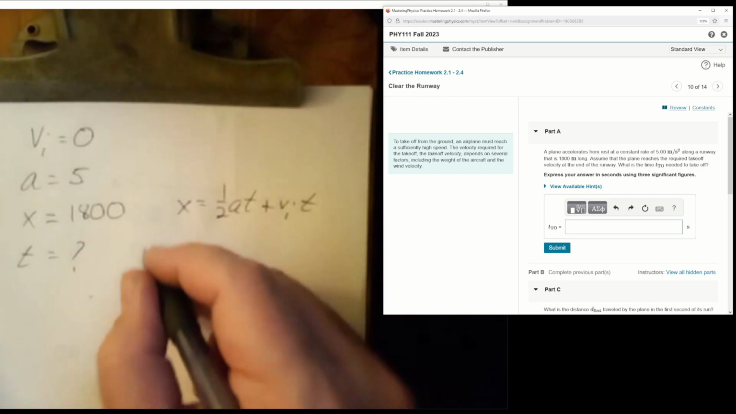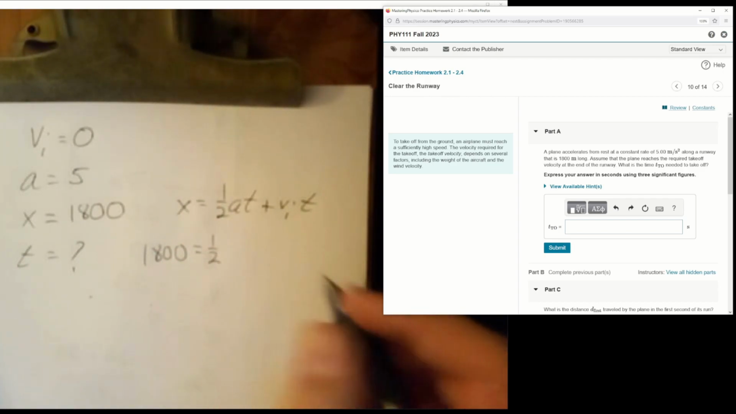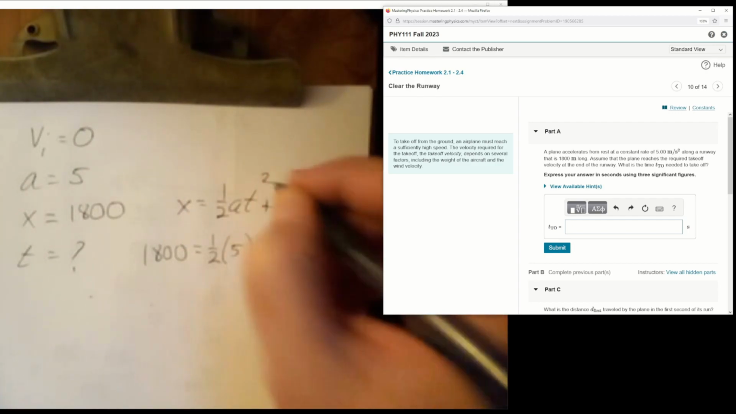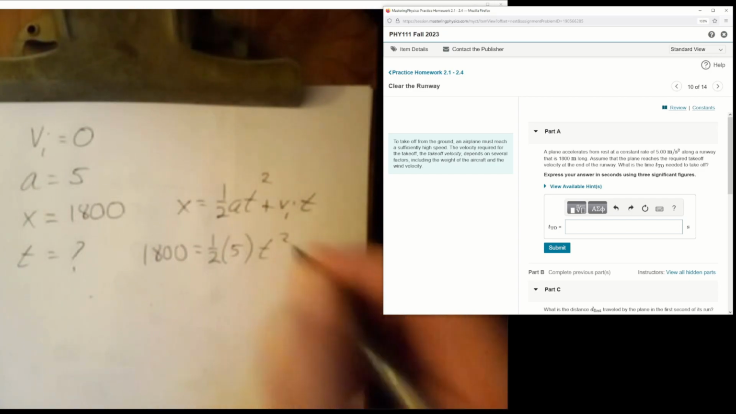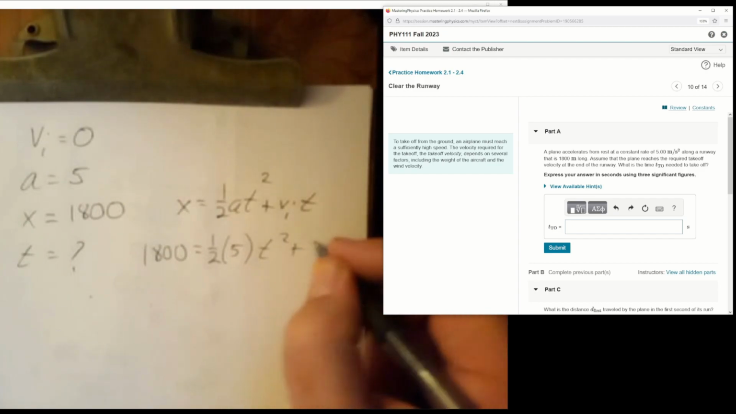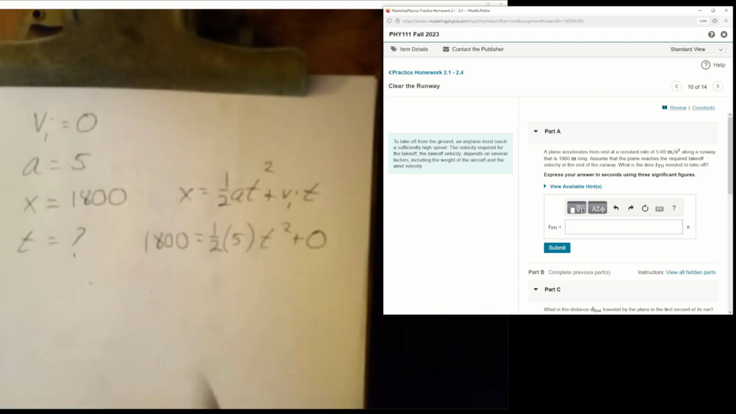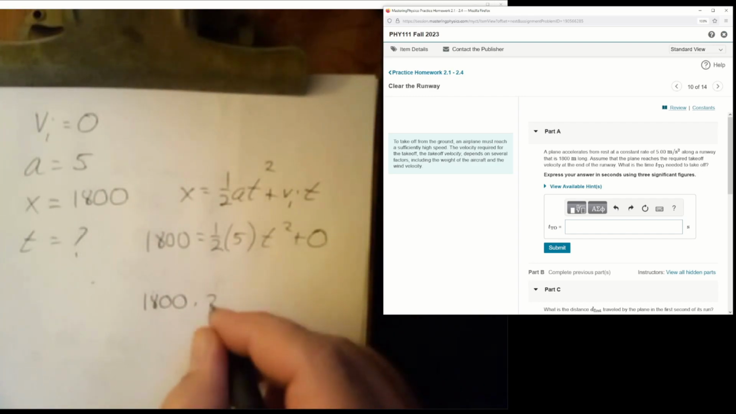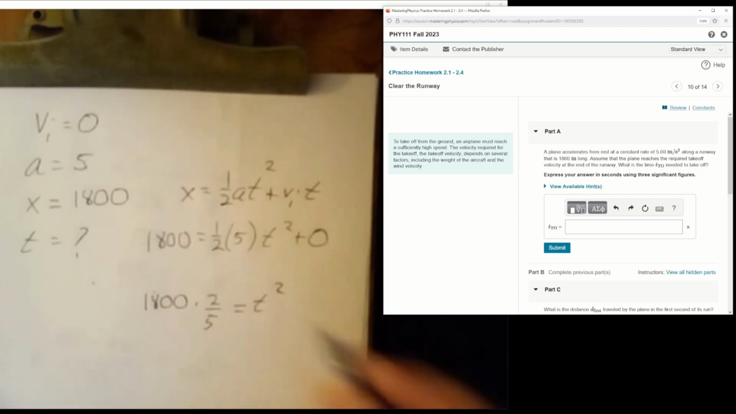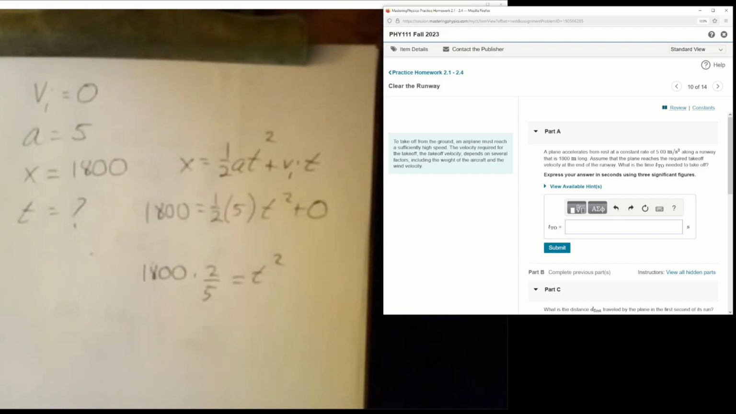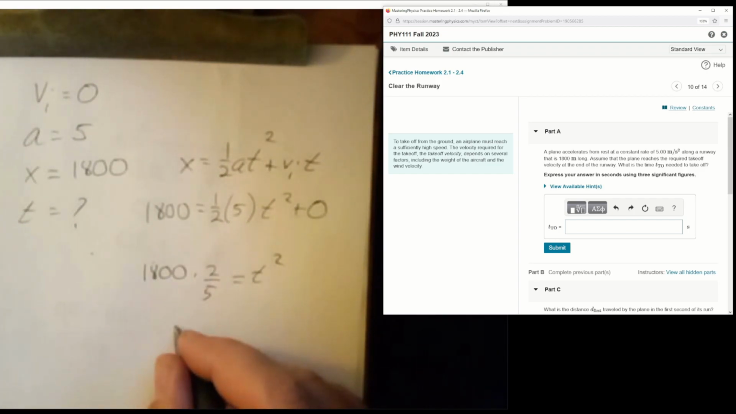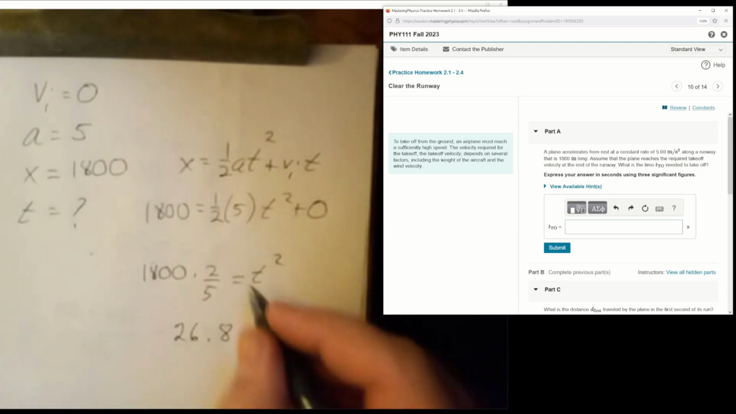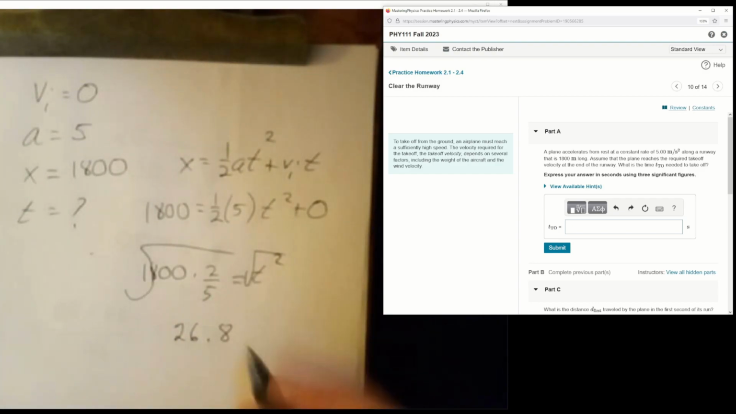So we have x, 1800. We have acceleration, 5. Oops, I forgot a squared there. t squared. And then the initial velocity is 0. So we're solving for t squared. We have 5 halves on the right. We can get rid of that by multiplying both sides by 2/5, and then take the square root. I'm going to use my calculator. Remember to take the square root of both sides with the calculator to get t.